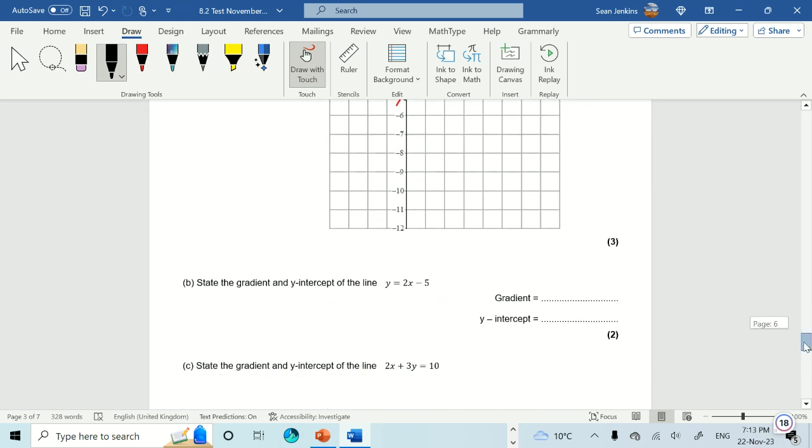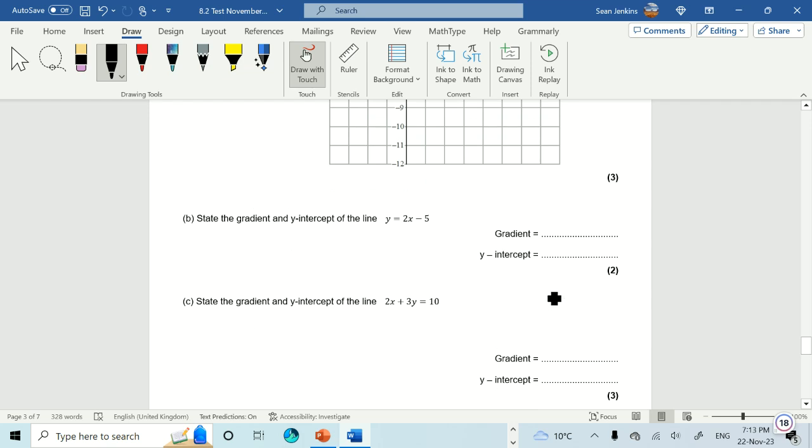Okay, and finally, state the gradient and y-intercept of y is equal to 2x minus 5. In the form of y is equal to mx plus c, here's our value of m and here's our value of c. So m is equal to 2 and the y-intercept is negative 5. And that's it. That's all you need to know.